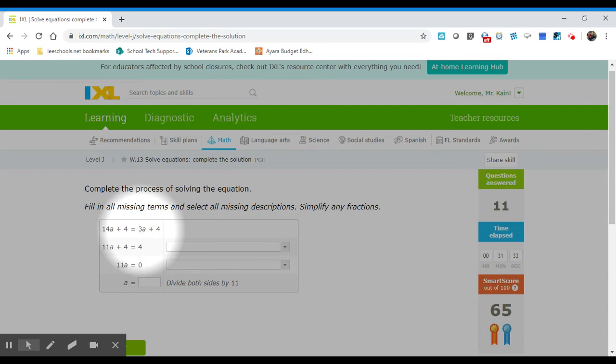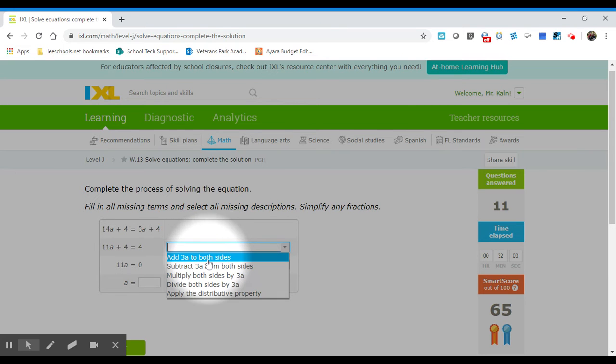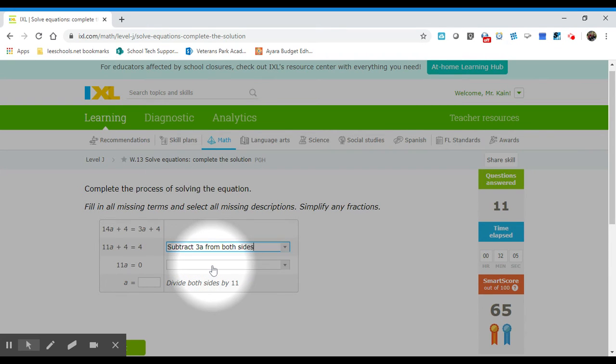Well, this side looks very different, right? On this side, the 3a is missing. And on this side, we have 3a less than that. So it looks like what they did, they got rid of the 3a by doing the opposite, which is adding 3a. And the opposite of adding is subtracting. So they did minus 3a, which is where they got the 11a, because 14a minus 3a gives you the 11a. So they subtracted 3a from both sides.